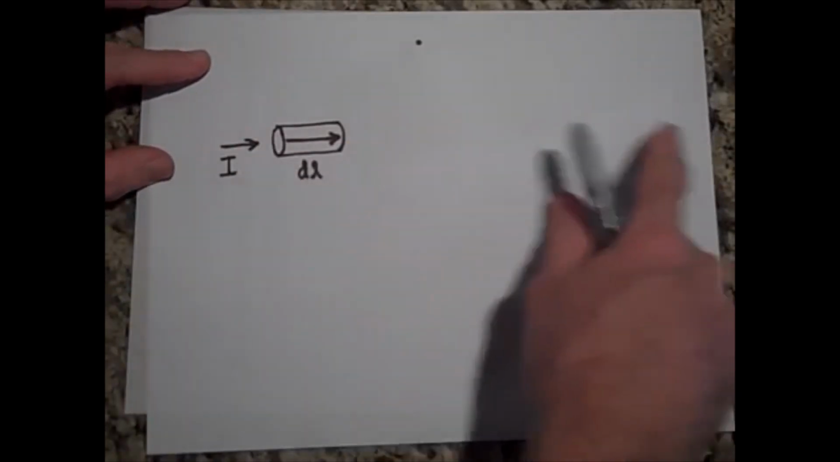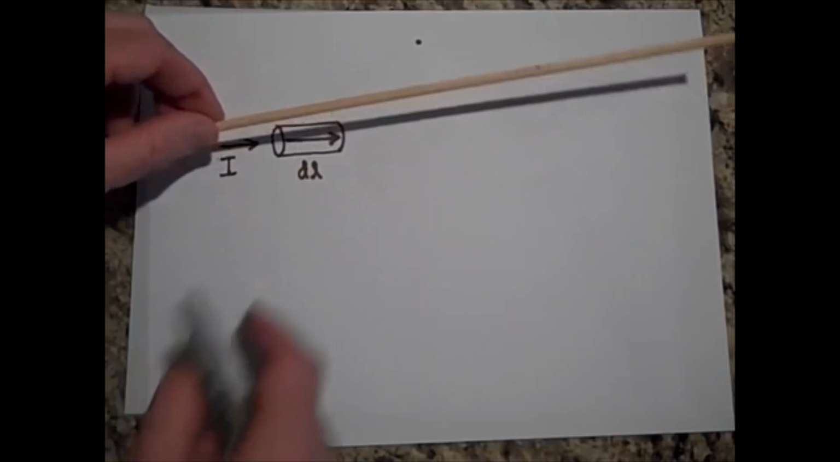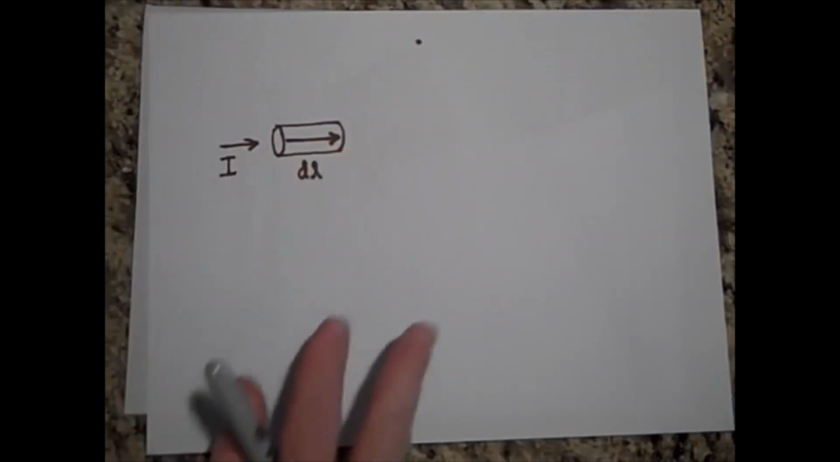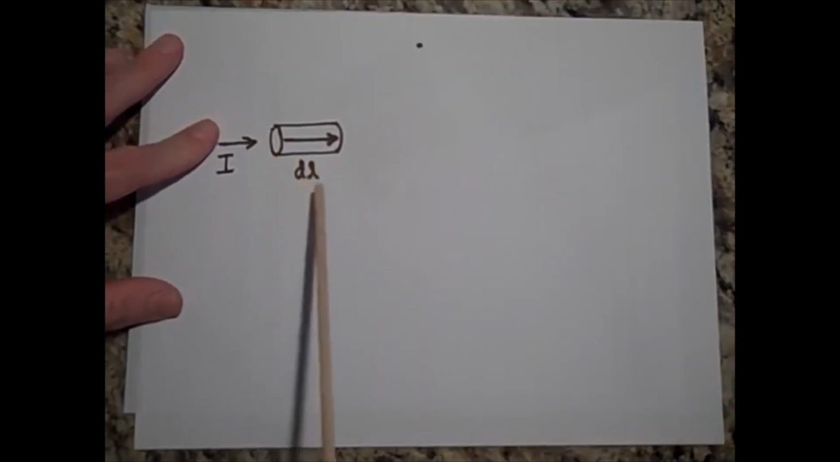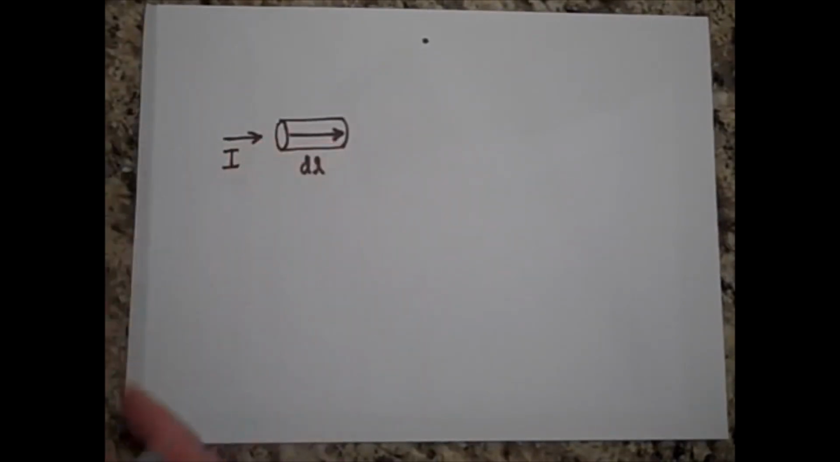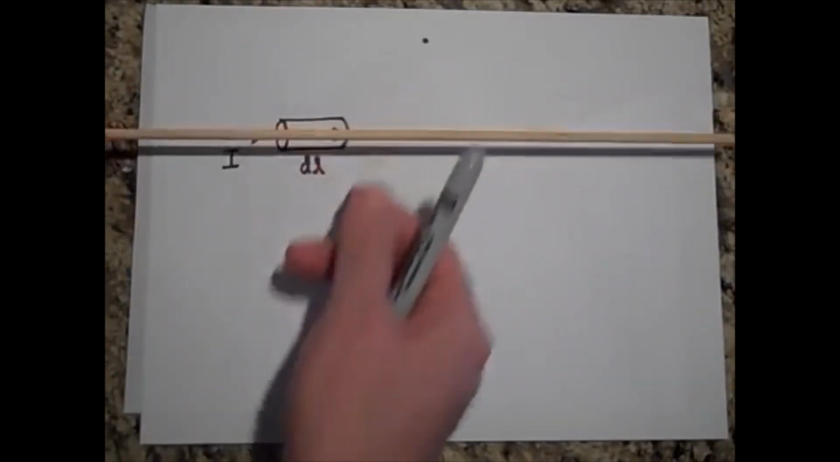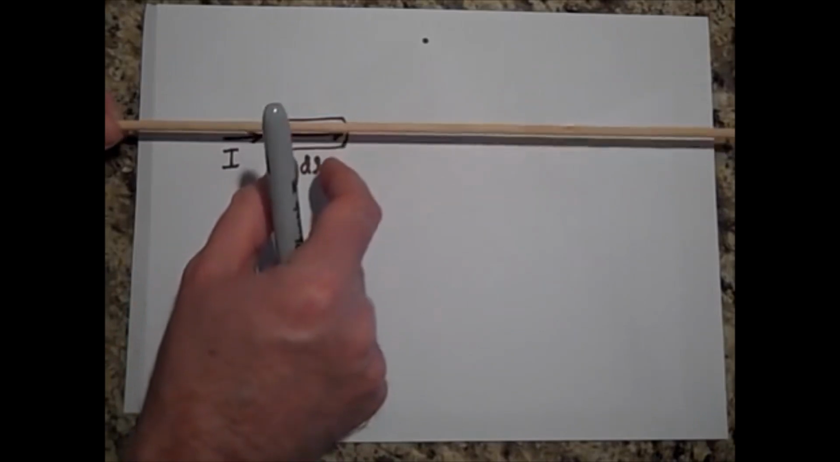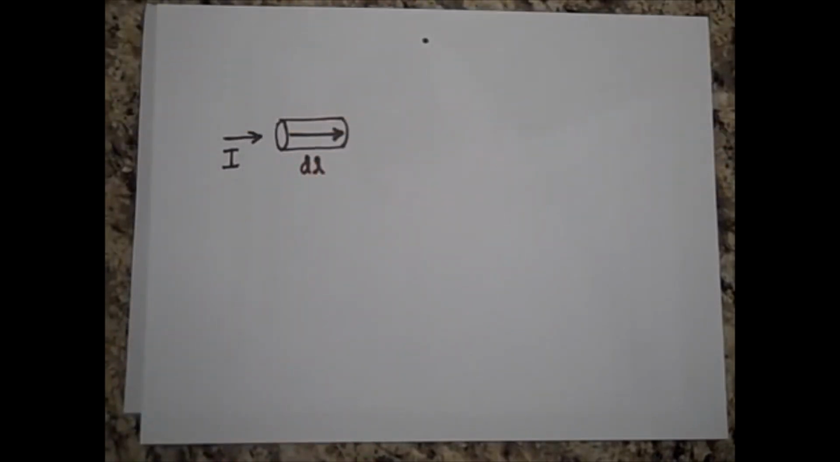Imagine that there's a whole bunch of wire going this way. So you got the whole wire going that way. But we're going to just look at one segment, and the segment is going to be infinitesimally small. So we're going to call that length dL. Now I had to draw it big so that you could see it, but when we do the math for this, we're going to assume that dL is really tiny, infinitesimally tiny.